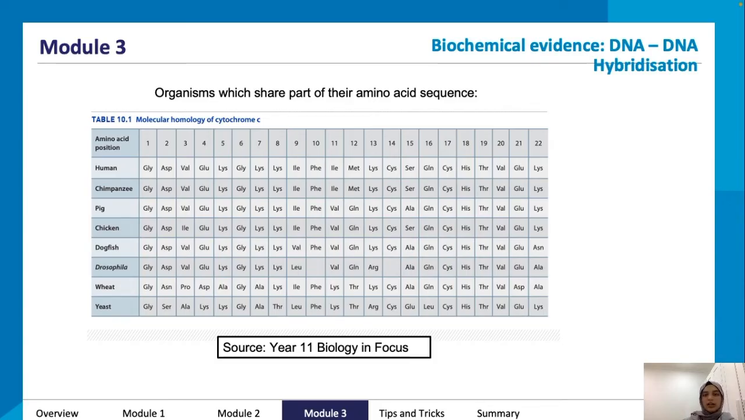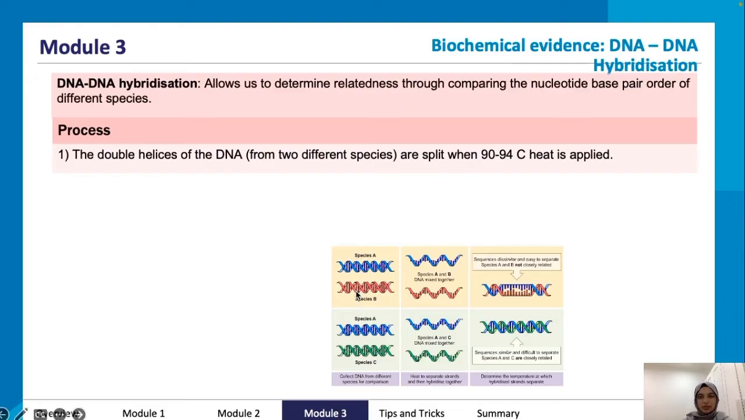Organisms which share part of their amino acid sequence. So we've got molecular homology of cytochrome C. So amino acid position 1, 2, 3, whatever. And we've got the human, chimpanzee, pig, chicken, dogfish, wheat, yeast, etc. And we can see that. Right, so the source is from the Year 11 Biology in Focus.